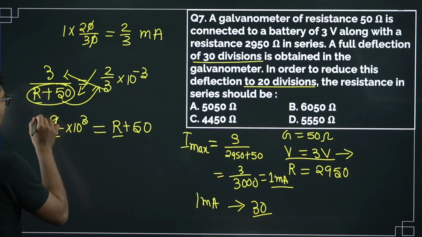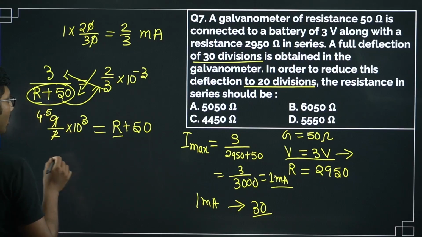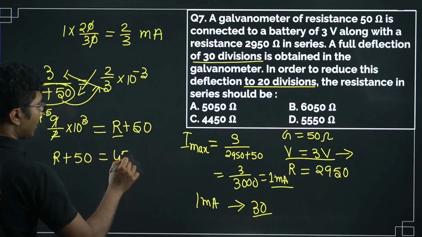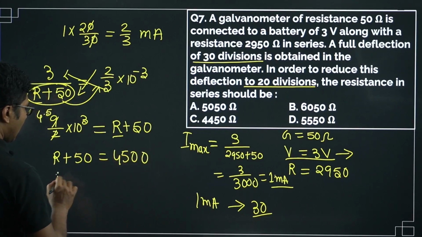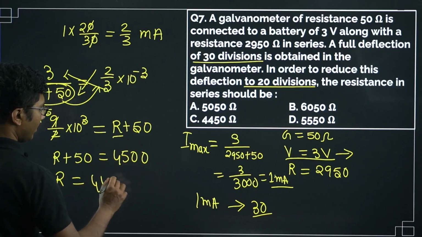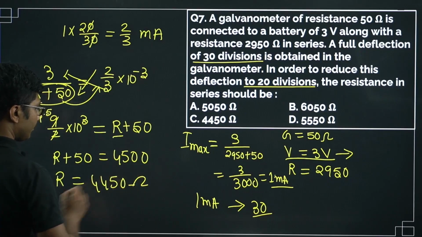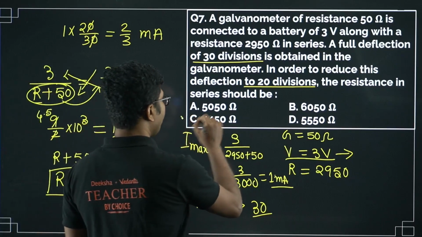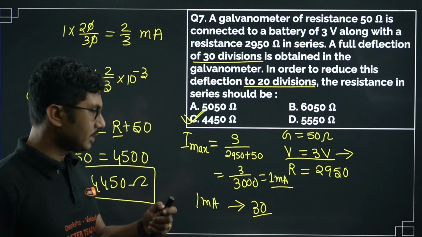So obviously 4.5 times (R plus 50) equals 4500, or R equals 4450 ohm. So the resistance that we need to add is 4450 ohm. So the correct answer is option C.